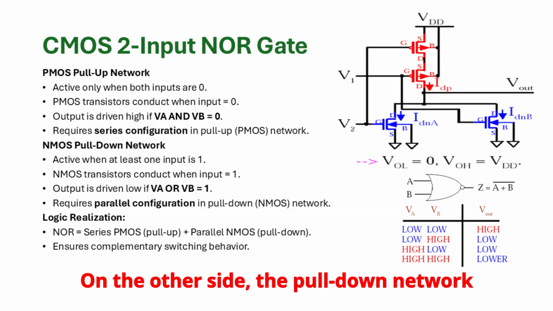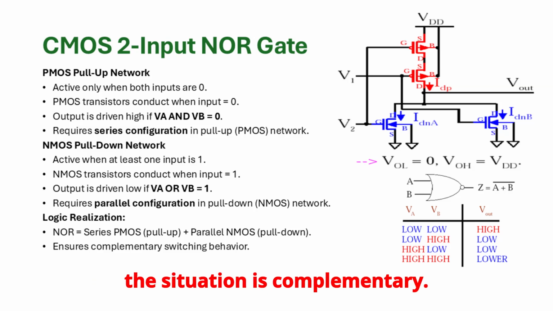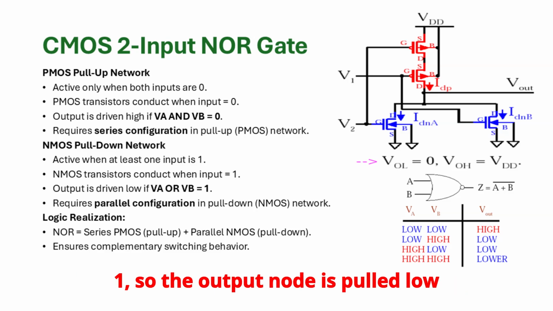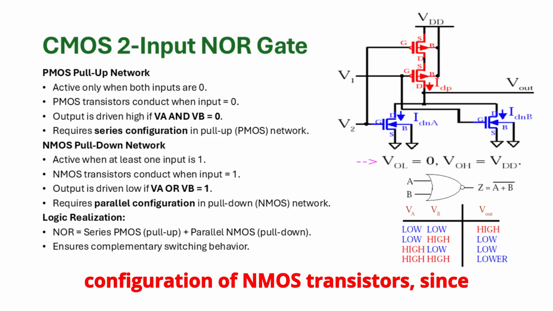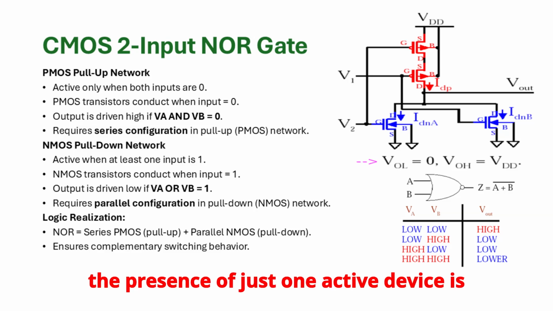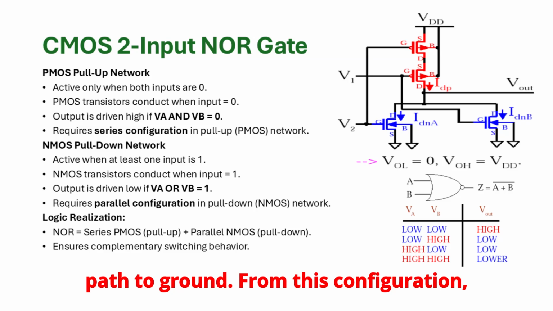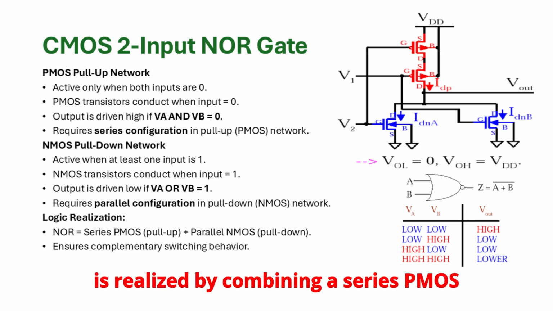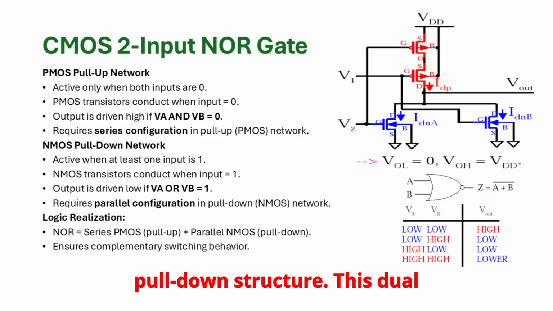On the other side, the pull-down network consists of NMOS transistors, and here the situation is complementary. NMOS devices conduct when the input is logic 1, so the output node is pulled low whenever VA or VB equals 1. This corresponds to a parallel configuration of NMOS transistors, since the presence of just one active device is sufficient to establish the conduction path to ground. From this configuration, it becomes clear that the CMOS NOR gate is realized by combining a series PMOS pull-up structure with a parallel NMOS pull-down structure.